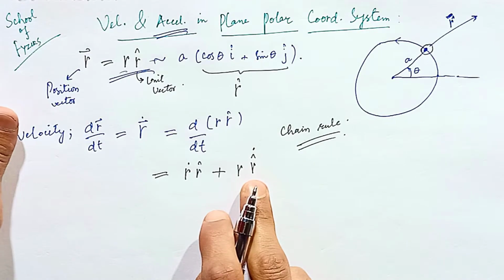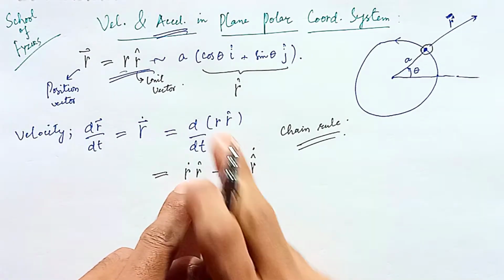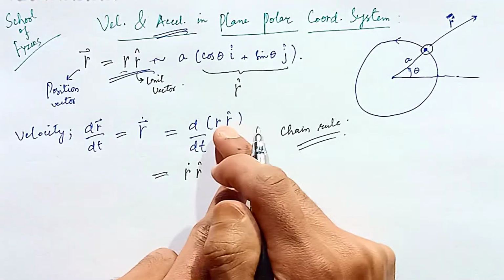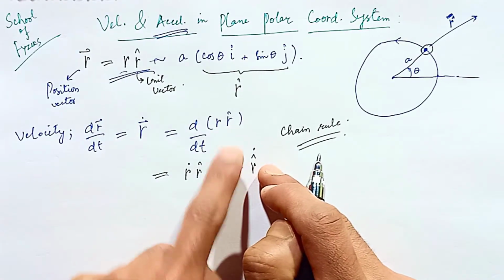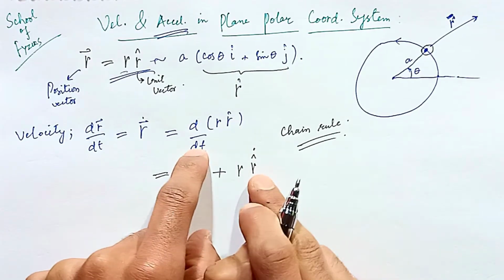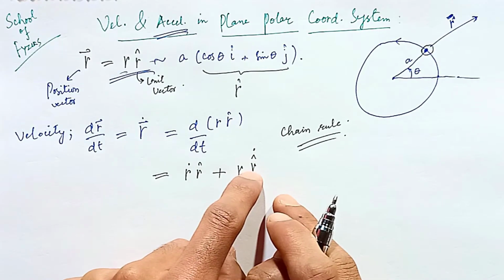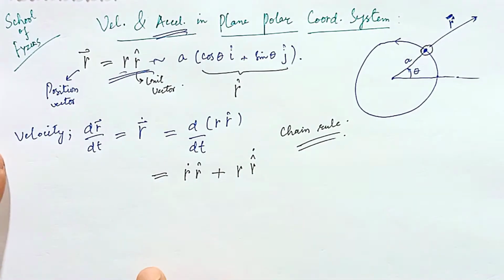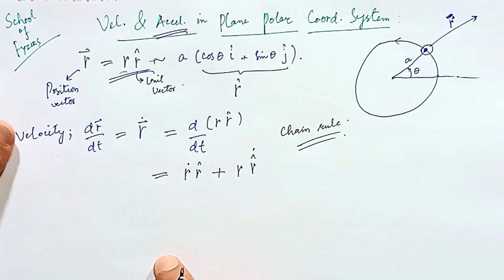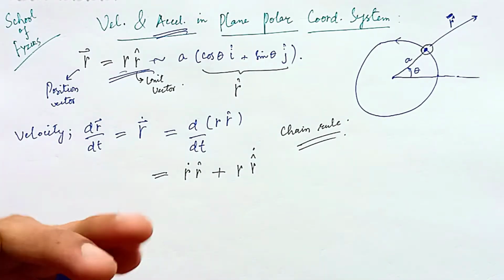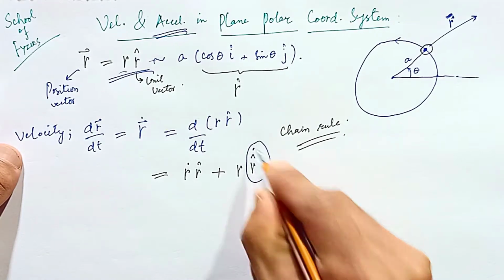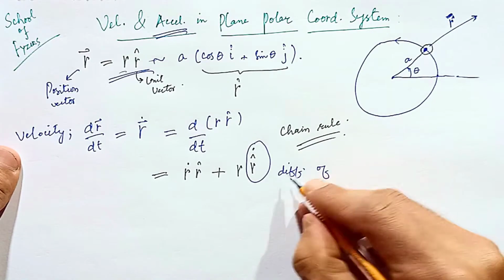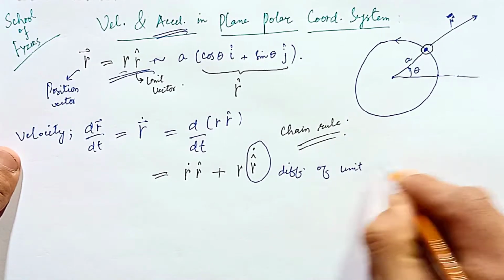You have to be very cautious here. I differentiated first this, keeping the other as it is, then plus, keeping this constant, multiplied by the differentiation of this with respect to time. Dot represents the differentiation with respect to time. It is the Newtonian representation. Keep it in mind. So here we are getting the differentiation of the position vector itself. Okay, we are getting the differentiation of the unit vector itself.